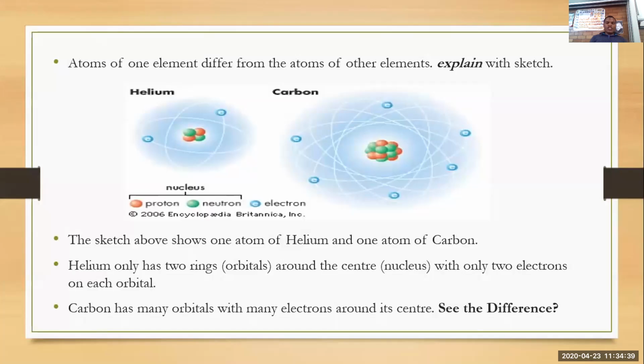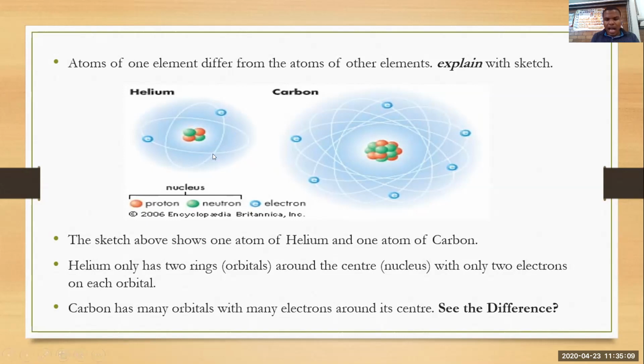Good. So now let's take two elements as an example. For an example, you take helium and carbon. When you look at helium, there are two rings, this ring as well as this ring around the center of helium. Now, this whole thing here is just one atom. All of it is an atom.